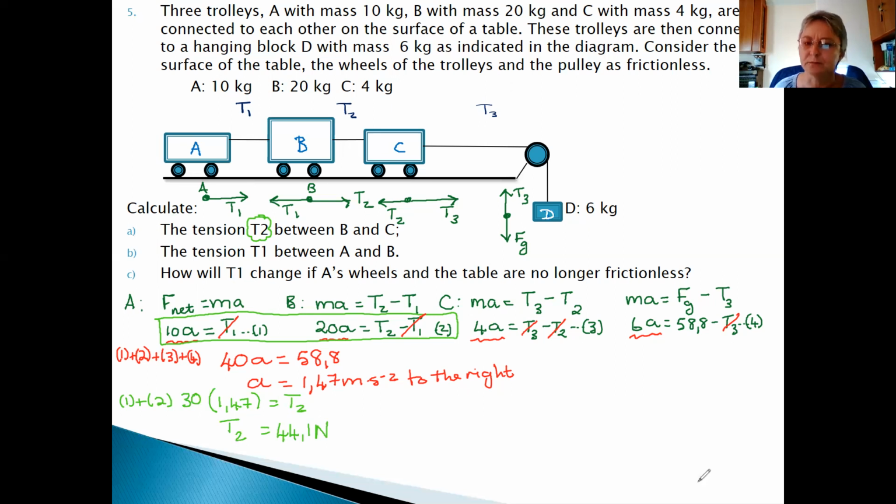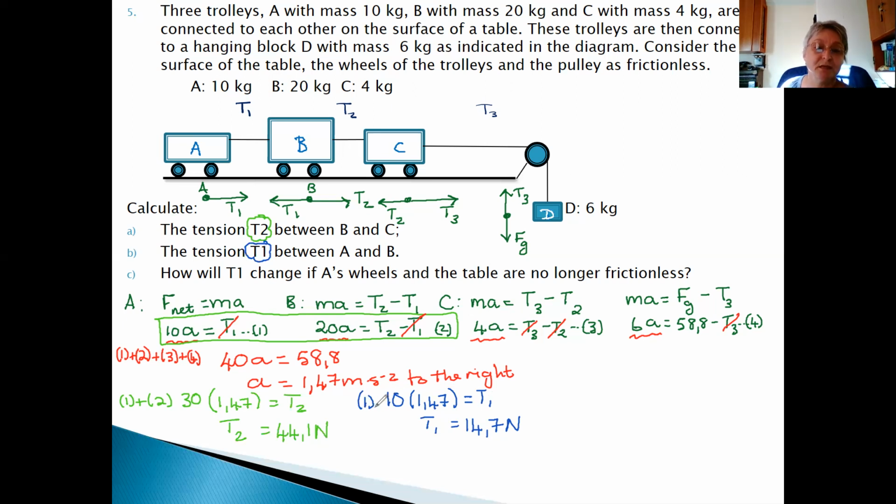Good, we've done that one. Next is T1. If I've got the acceleration, then I can use equation 1, and 10 times 1.47 would be equal to T1. So T1 would be equal to 14.7 newtons. And then that was number B.